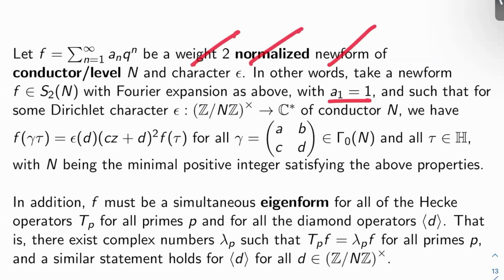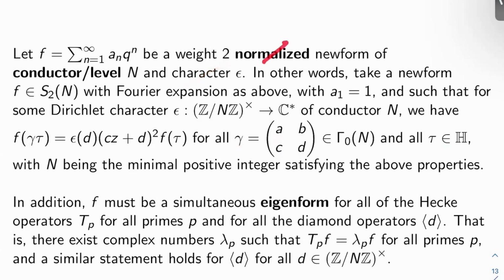We kind of know what newform means. We know what level N means. Okay, what does character epsilon mean? Again, you already know this, but let's recall. For some Dirichlet character epsilon from (Z/NZ)^× to C^× of conductor N, the conductor being the lowest possible level of epsilon, we have f(γτ) equals ε(d)(cτ+d)^2 f(τ) for all γ = (a b; c d) in Γ_0(N), and for all τ in the upper half-plane. Okay, so that takes care of the character epsilon.